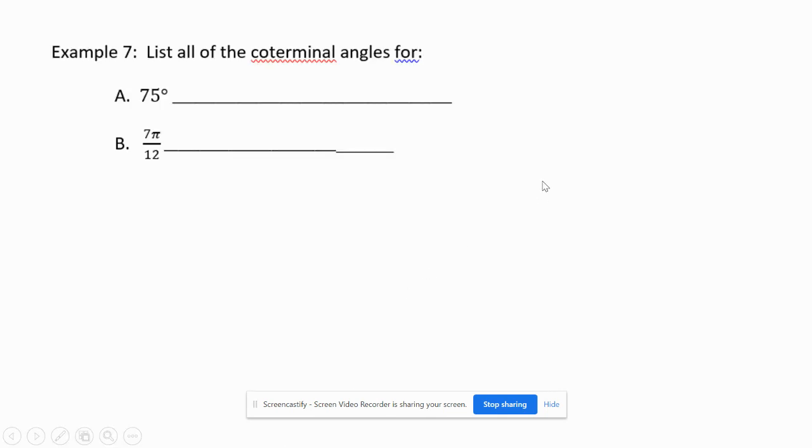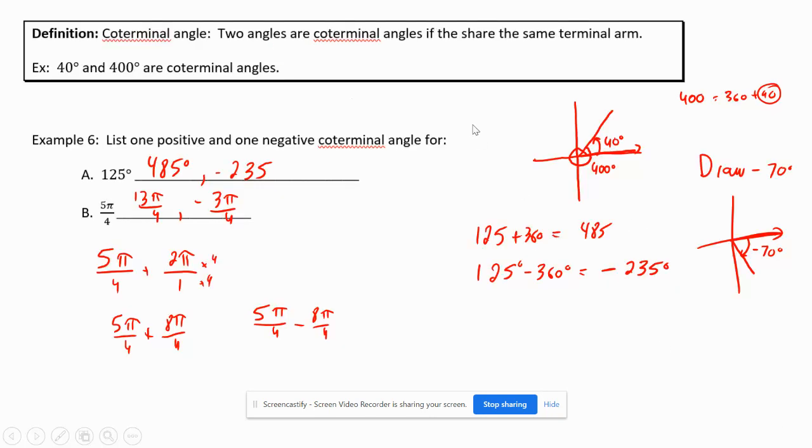Okay, example 7 says list all of the coterminal angles. Now, what we mean by this is, how do you do this? I'm going to write this like this.